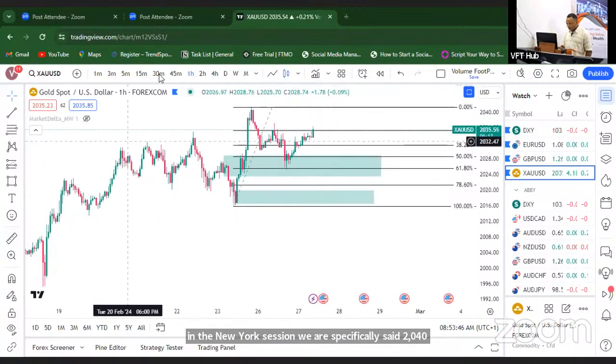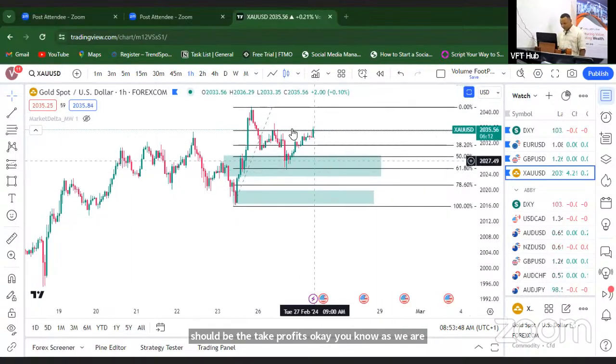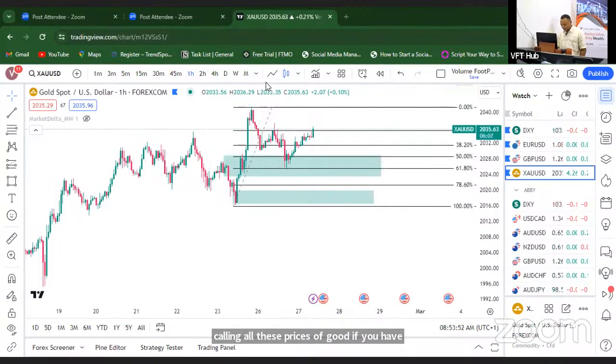You know, as we are calling all these prices of gold, if you have a wife or a partner that doesn't trade, as you're mentioning this price, you'll think we are calling the year in the calendar.